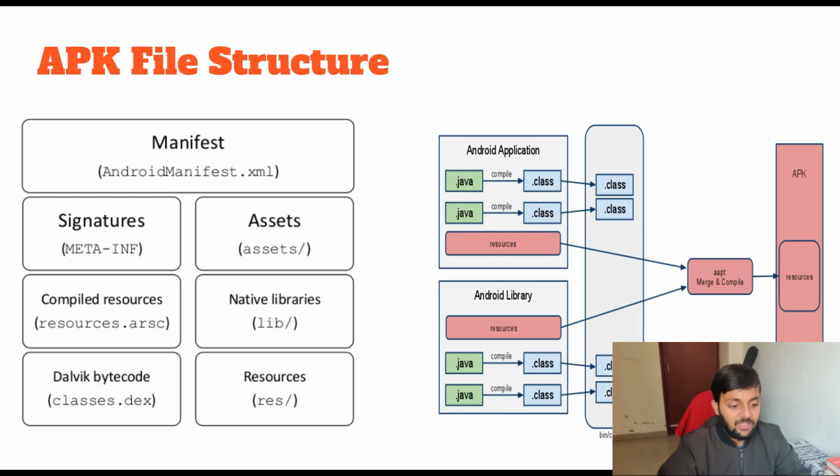Let's see the APK file structure. After this diagram, I would straight away switch to the installation of the tools, and then I would show these file structures in real time as well. So we would be doing a decompilation of a real app as well. So the APK file structure: there's the manifest file, the signatures, assets, compiled resources, native libraries, and Dalvik bytecode resources.